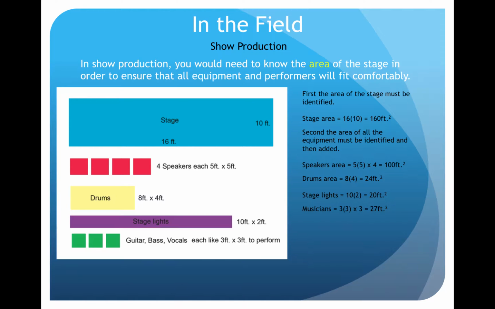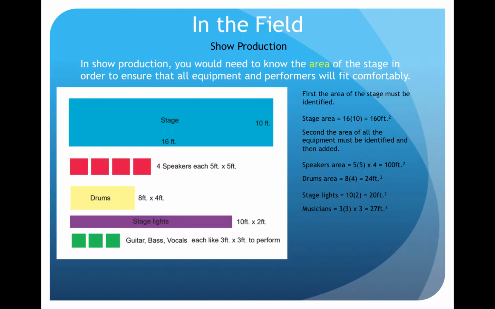So the area of the speakers, 5 by 5, so we do length times width on that as well. 5 times 5 is 25, and since there were 4 speakers, we multiply that by 4 to get a grand total of 100 square feet. The drums' area, 8 by 4, 8 times 4 equals 32, so their area is going to be a grand total of 32 square feet. Stage lights, 10 by 2, 10 times 2 gives us a grand total of 20 feet squared.